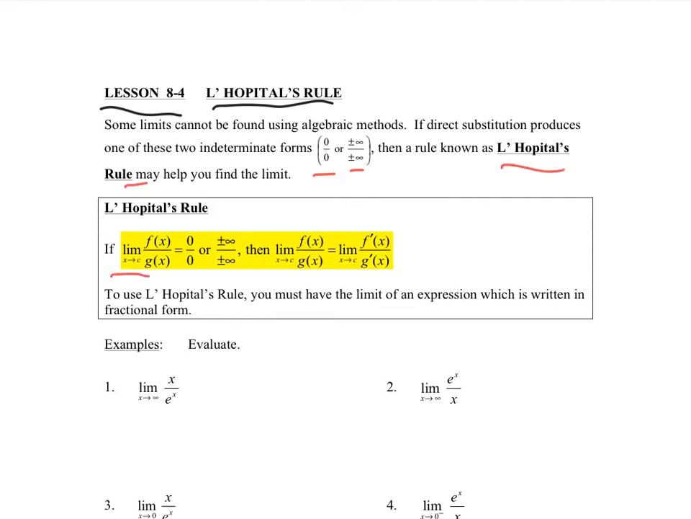So if we have a limit that is indeterminate, and we worked with many of these early on, 0 over 0 or infinity over infinity, then this limit of the two functions is going to be equivalent to the limit of their respective derivatives for f and for g. You're not necessarily going to be using a quotient rule here, but you're just going to take the derivative of the top, derivative of the bottom, and see what happens. So let's try an example here.